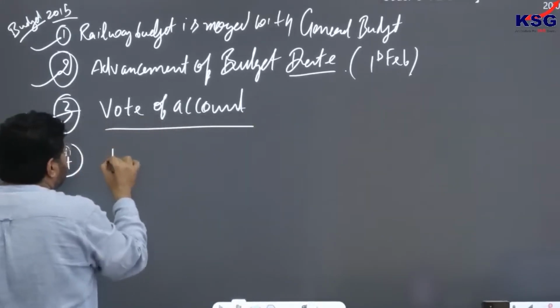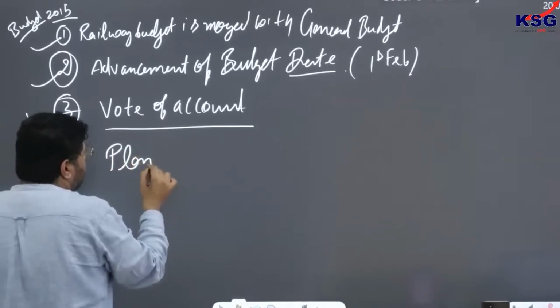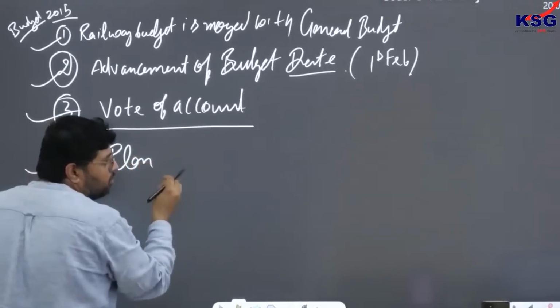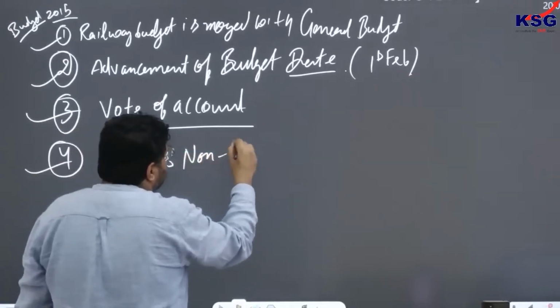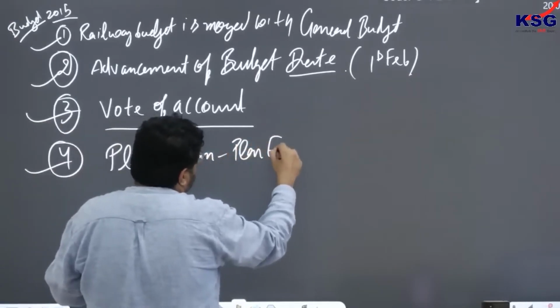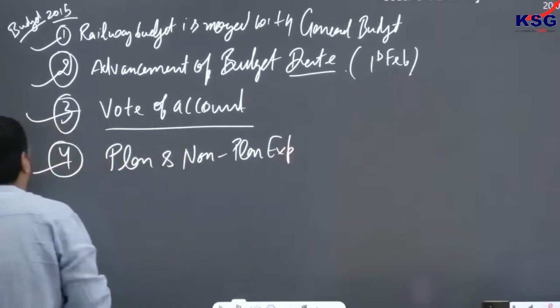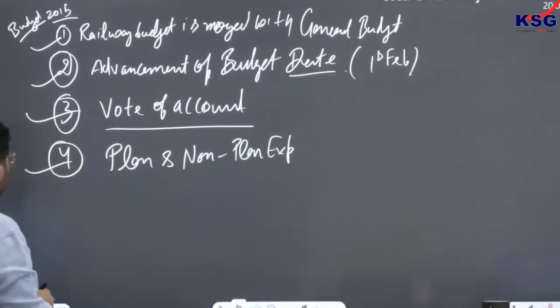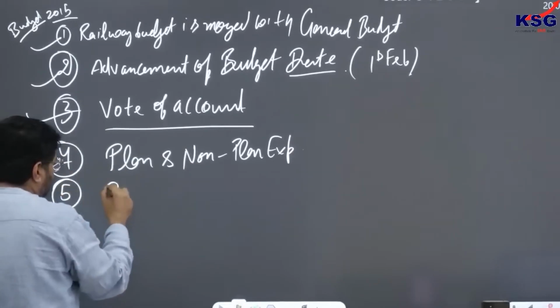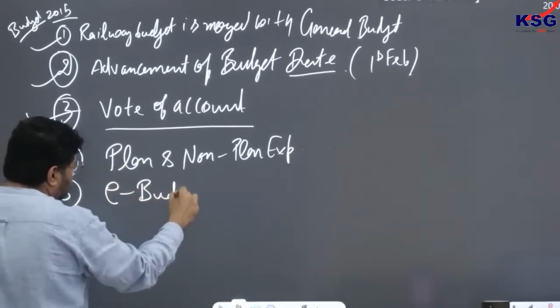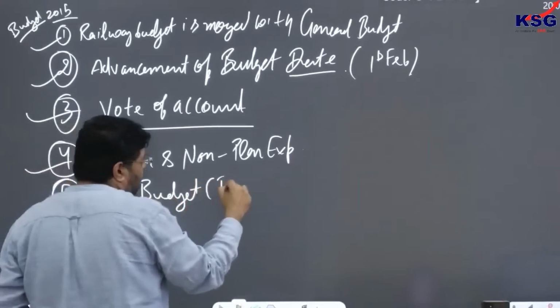Next, we have done away with plan and non-plan expenditure. Earlier there was the concept of plan and non-plan, but now there is no concept of plan and non-plan expenditure. Clear? So this is what you have to remember. And in 2021 we introduced the e-budget, that is a paperless budget. So tabs are given.